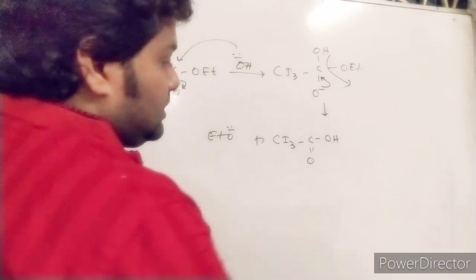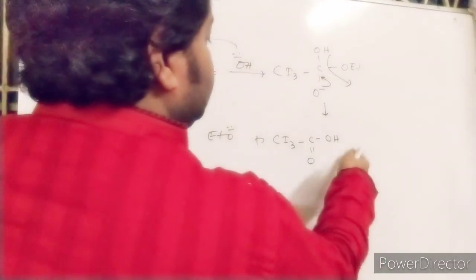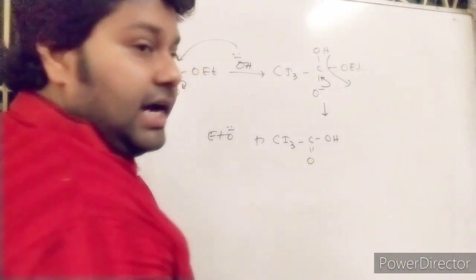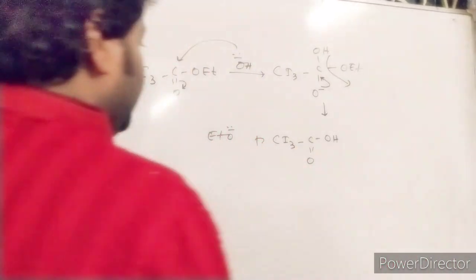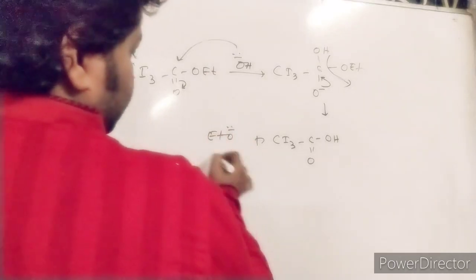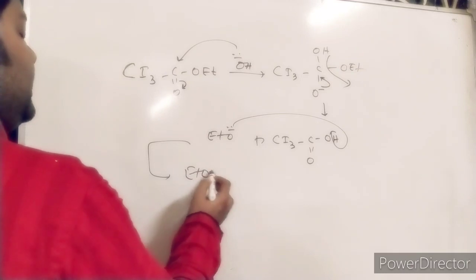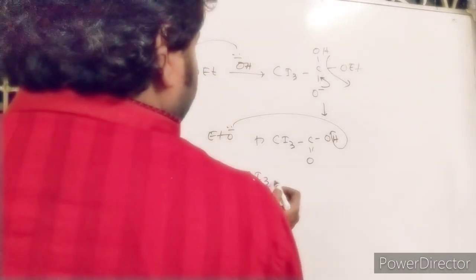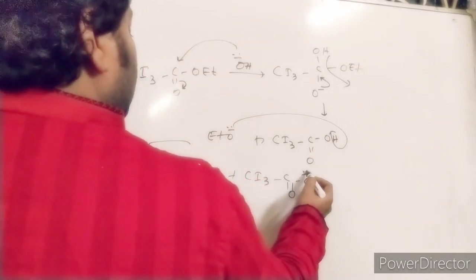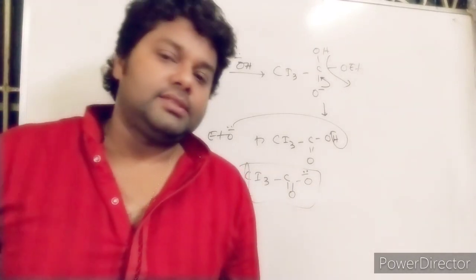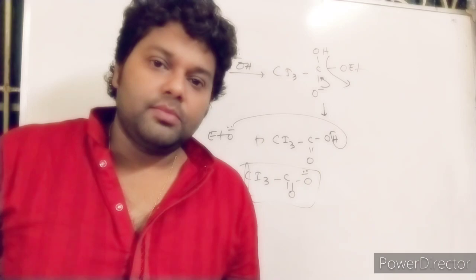Triiodoacetic acid. Think about it, it is CH3COOH where the 3 hydrogen atoms have been substituted by iodine atoms. So CI3COOH, triiodoacetic acid, is now working as an acid, will give its H plus to ETO minus, and give you ETOH plus CI3COO minus. So where is my haloform? Alas, we haven't got it.